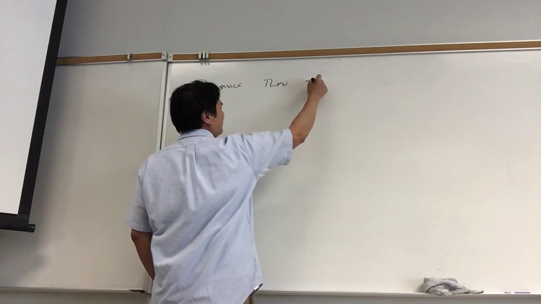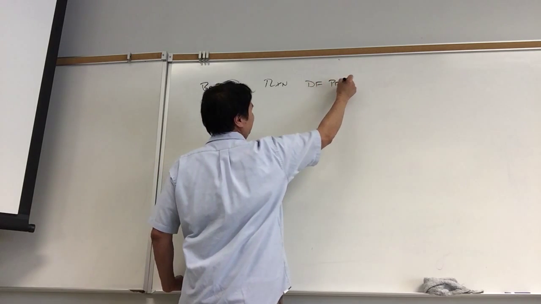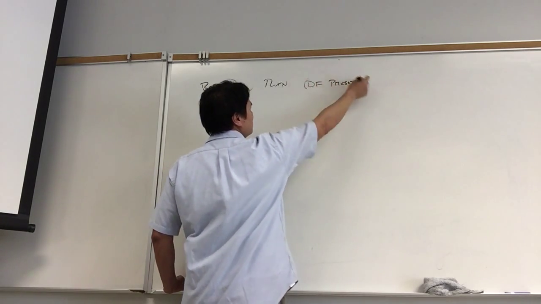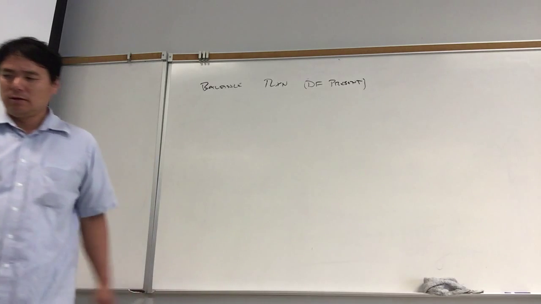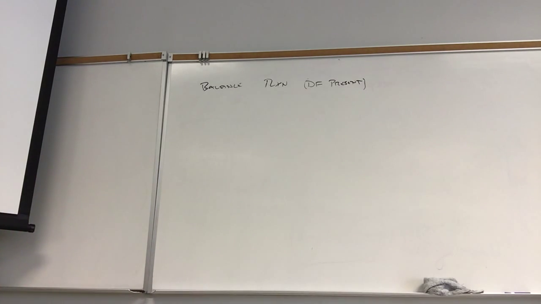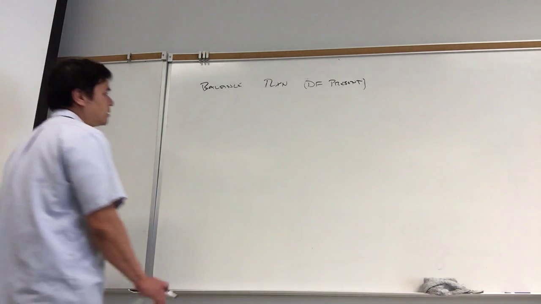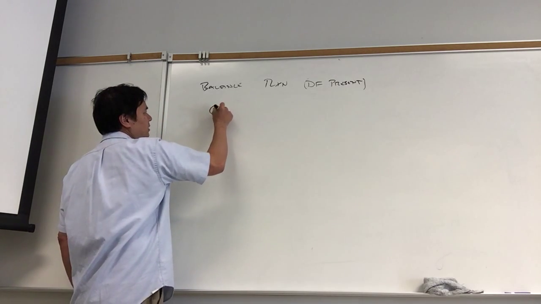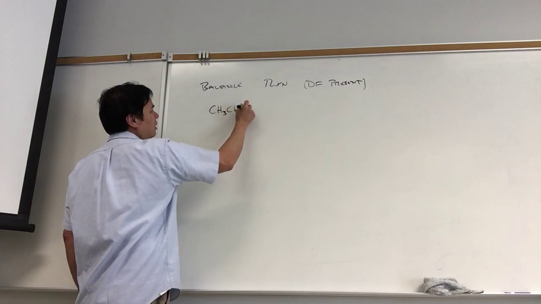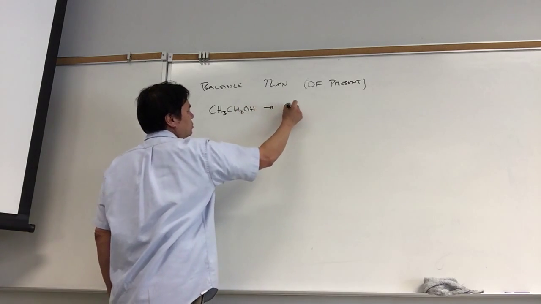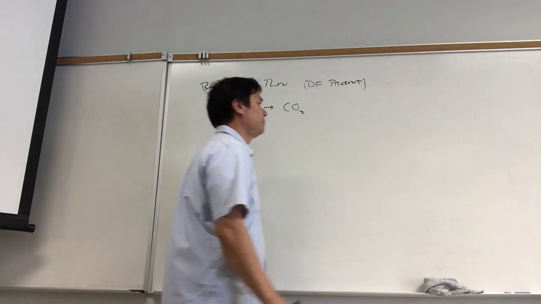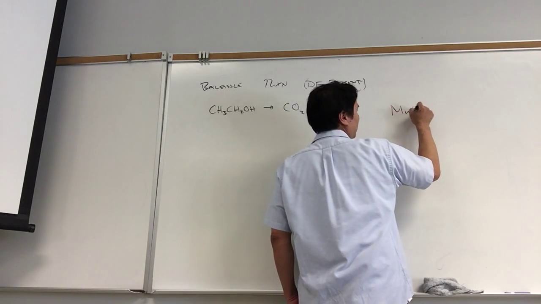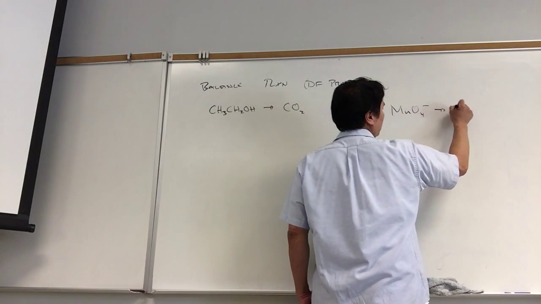There's a driving force present in this. How do we know a driving force is present? Because something happened. We saw that there was a change, and we saw the major products. So for balancing the reaction, we have to split it into half reactions first. CH3CH2OH gets converted into CO2. That's one half reaction. The other half reaction is the permanganate changing to Mn2+.